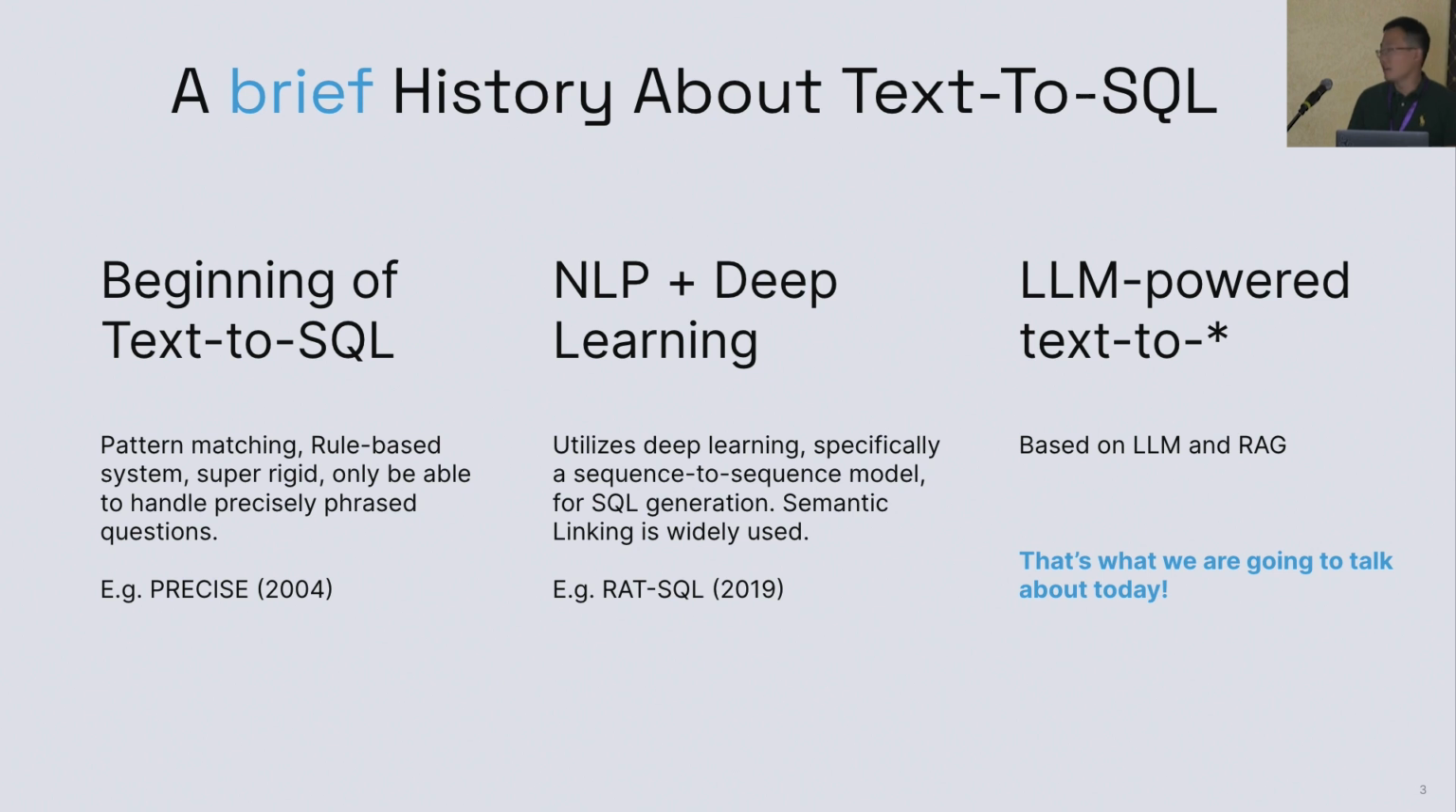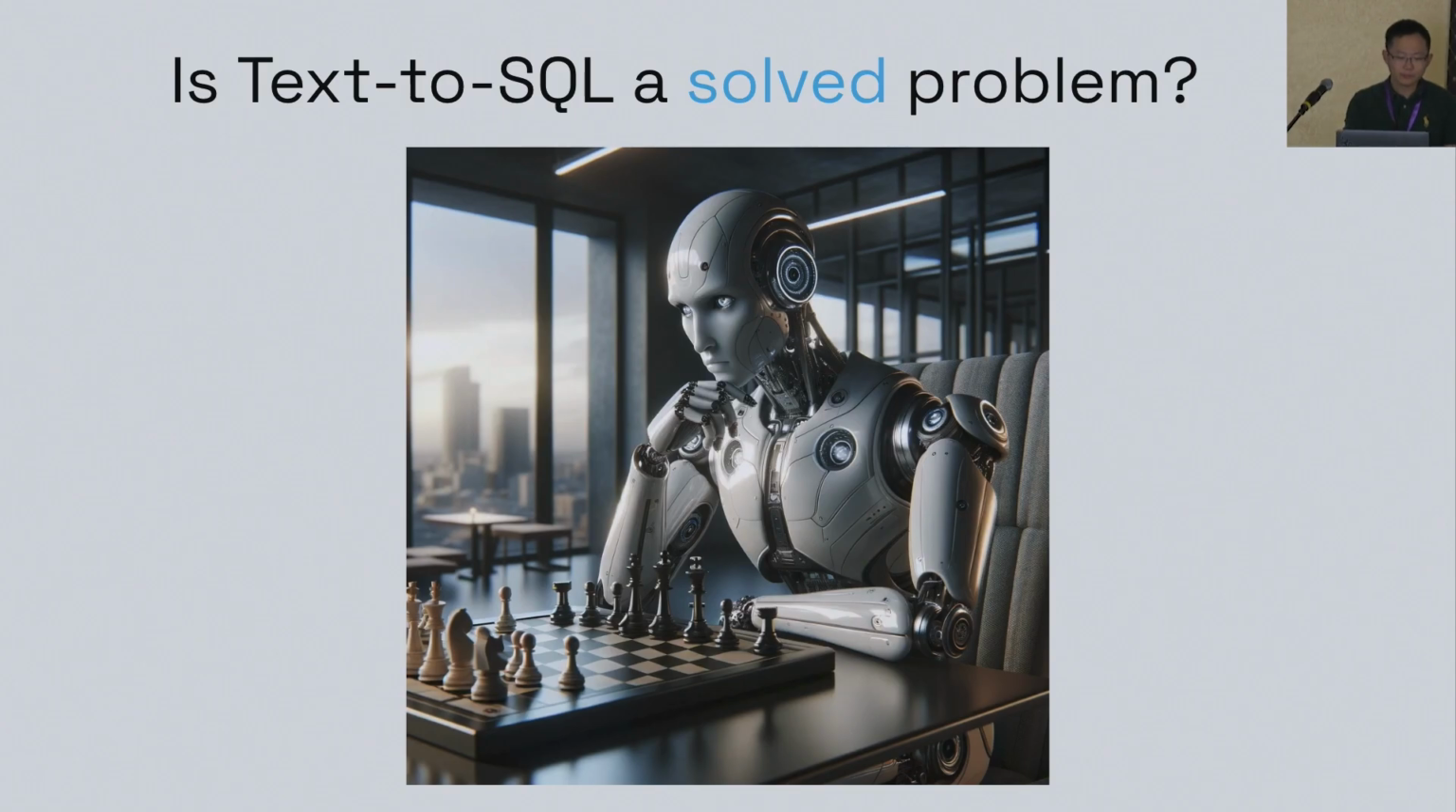Today we are going to talk about the third approach, the third phase of the technology. It's all based on large language models. You can use them to generate anything you want from text, and it's also based on RAG to retrieve the relevant information. We're going to deep dive into this part today.